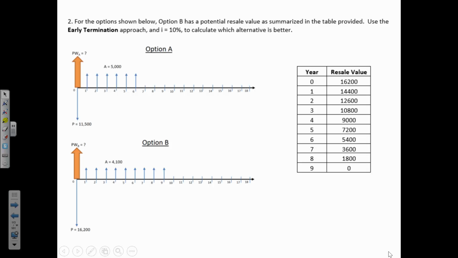Exactly. And why? You know, like we like option A because it has a higher present worth.